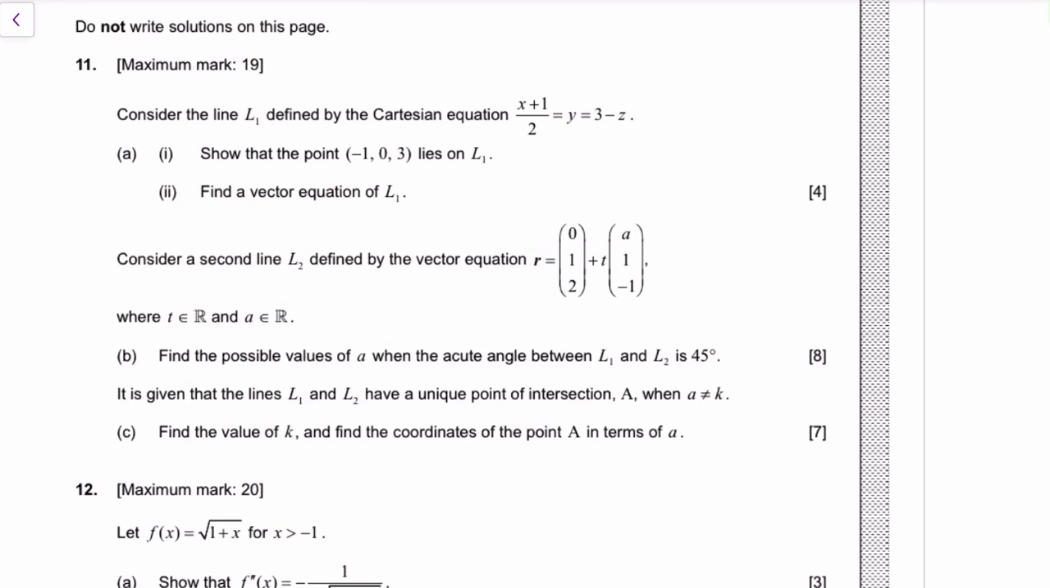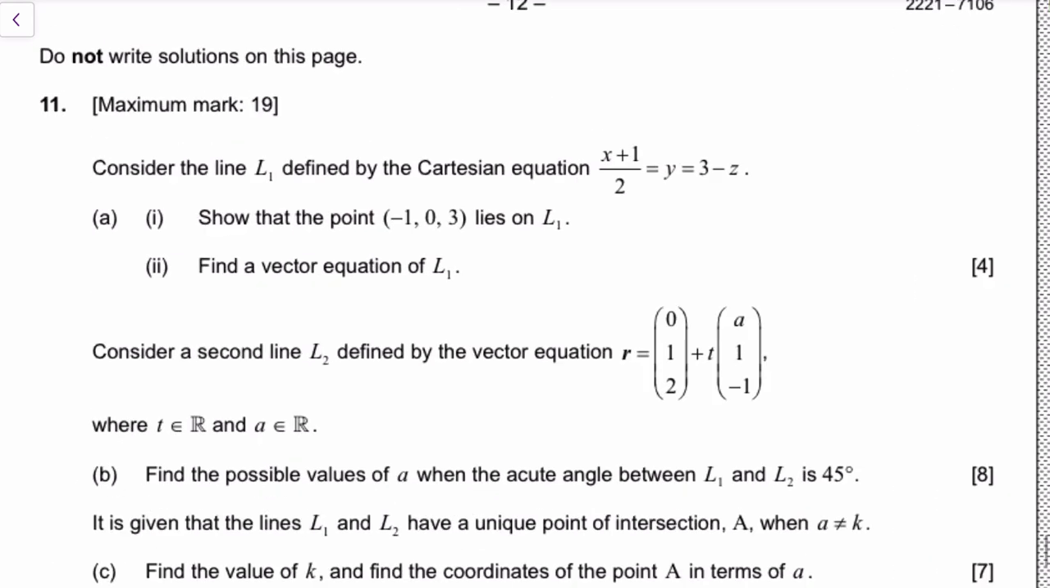Next one, a vector question. Obviously, this is finally an Excel question. It's not in the SL syllabus. Show that the point is on L1. So they give you the line in Cartesian form.